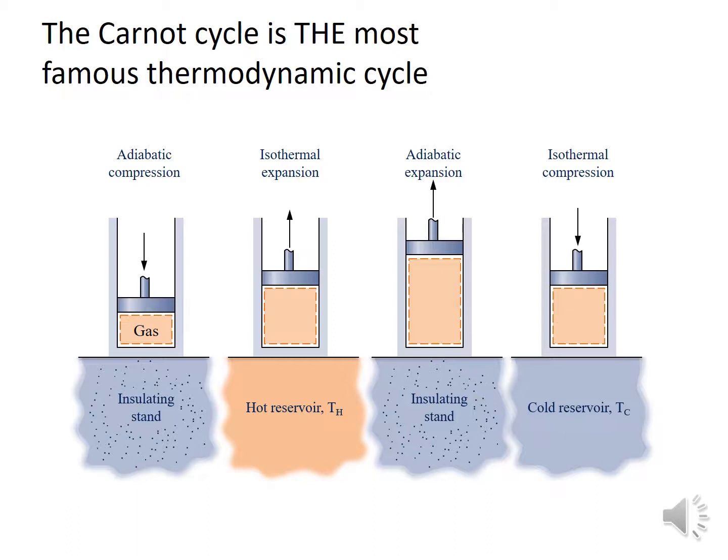Once it's compressed, we allow it to come in contact with a hot reservoir at a temperature TH, which makes this thing expand. So we have this isothermal expansion, and then we remove the heat source and set up the insulation again, but the gas will continue to expand and will do so adiabatically. And we then round off with the isothermal compression towards the cold reservoir TC.